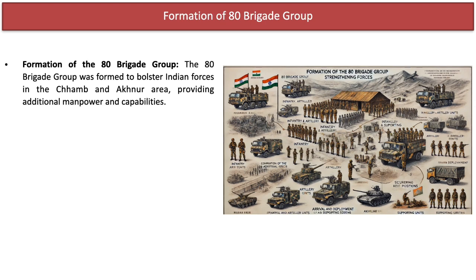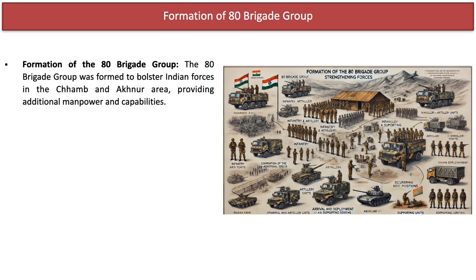The addition of the 80 Brigade Group allowed the Indian forces to be more flexible and dynamic in their operation. They could now conduct simultaneous offensives, keep pressure on multiple enemy positions, and rapidly respond to any new threats or counterattacks. It provided the Indian Army with the ability to adapt quickly to the changing dynamics on the ground, ensuring they could maintain their momentum and keep the enemy on the back foot.